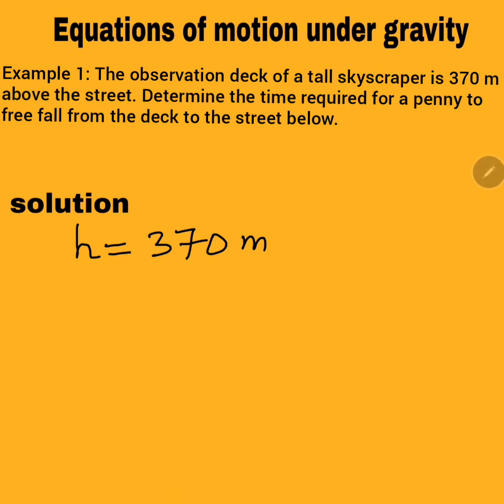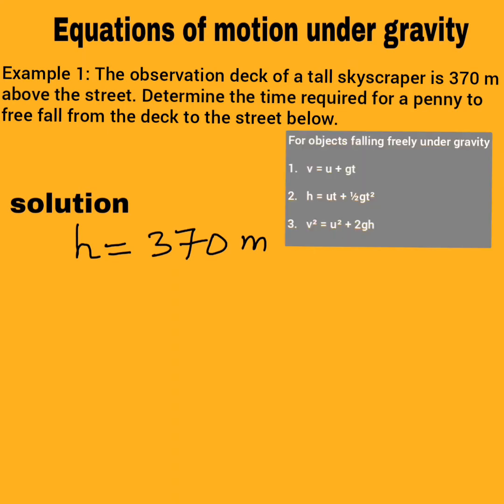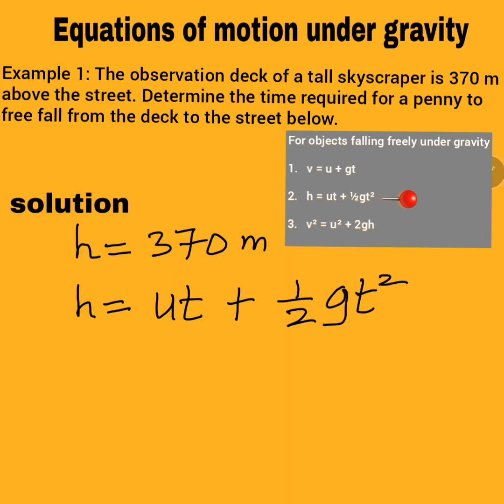So we are looking for the time. How do we get the time? Remember your equations of motion. You need to take the one out of the three of them that has to do with what you are looking for and what you know. So I'm going to use the equation h equals ut plus half gt squared. Plus, because in the question we are being asked to calculate the time it takes to go down to the street below.